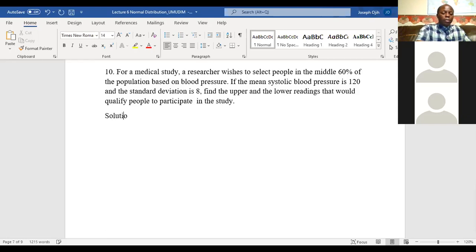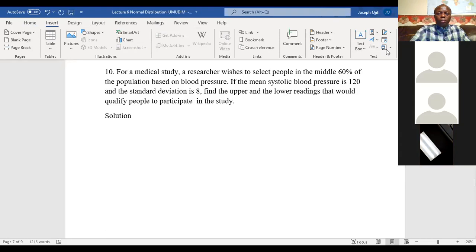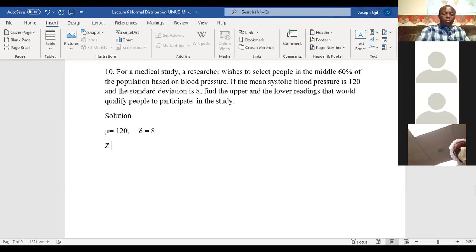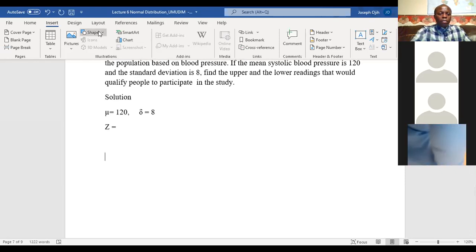First of all, the values. The mean is 120. Mean equals 120, and standard deviation equals 8. So let us figure out what our z is. To find z, we need to make our chart. First of all, make our chart.